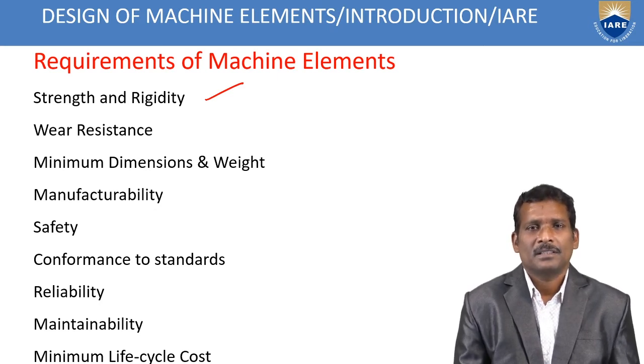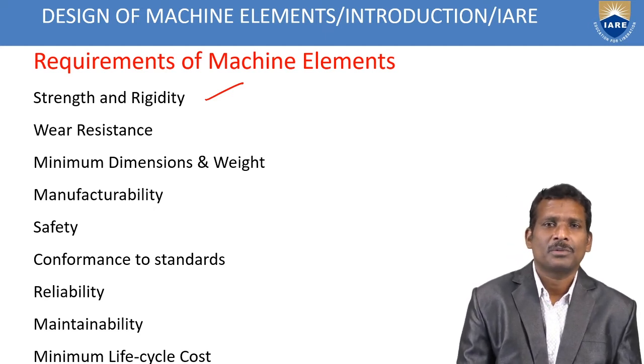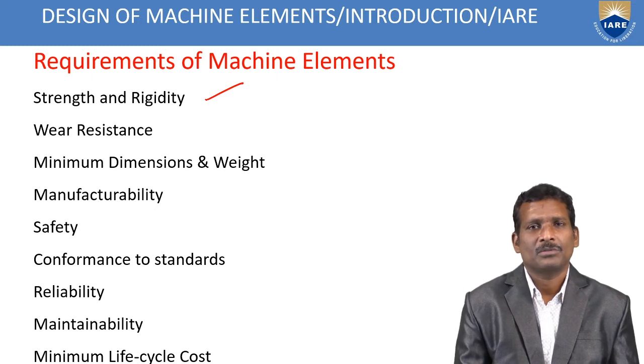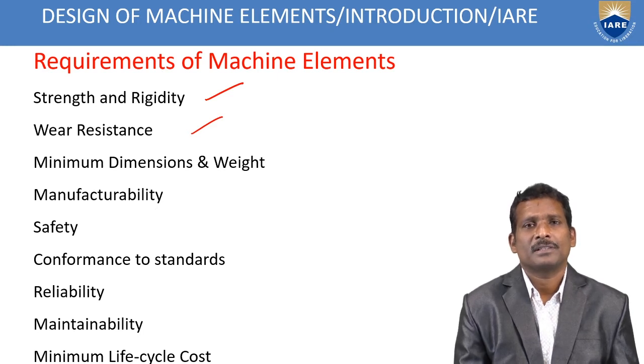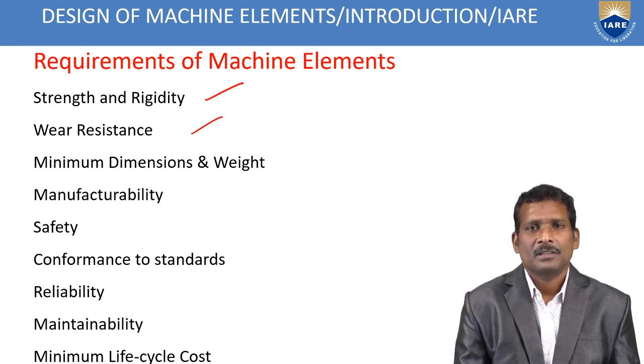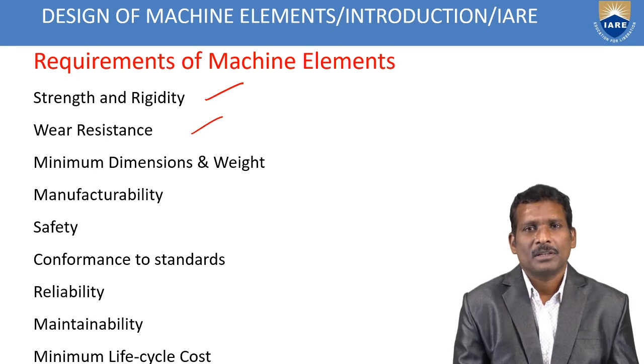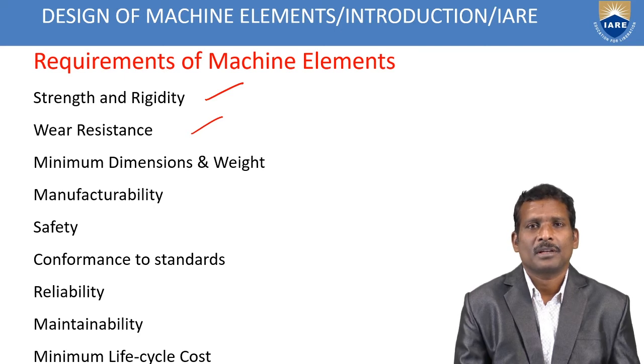And rigidity, it should be rigid. The machine element should be rigid, so that means it should not bend under the loads. And then wear resistance. So the wear resistance is also a very important thing in design of machine elements. The abrasive wear and the corrosive wear also there. So based on this wear resistance, the product life will be calculated.